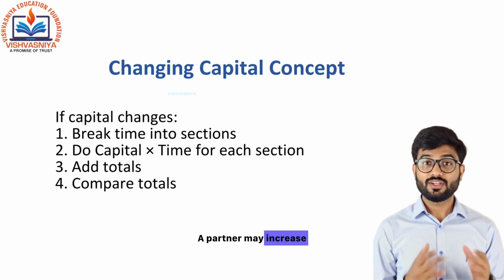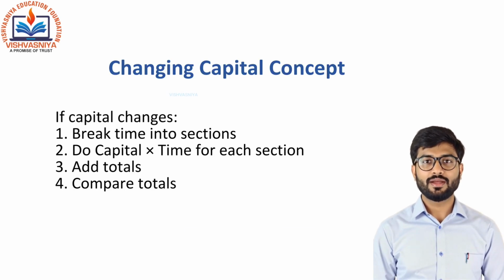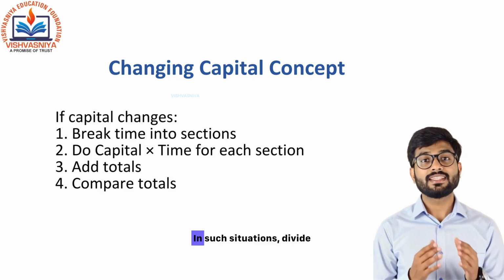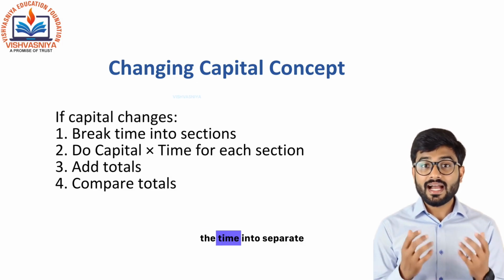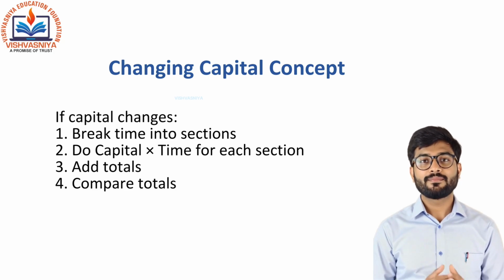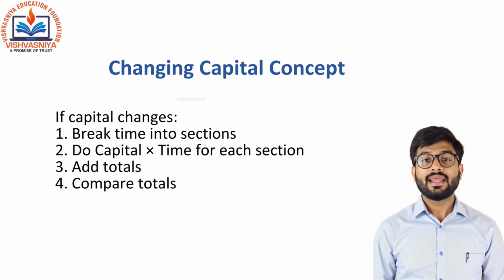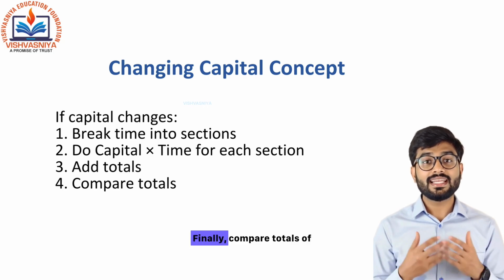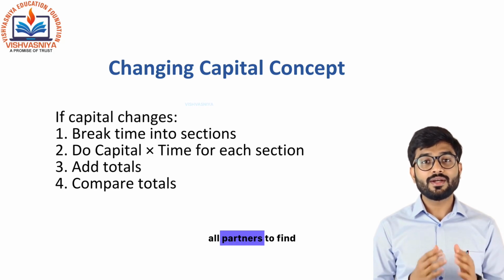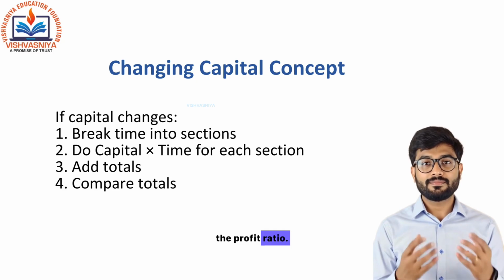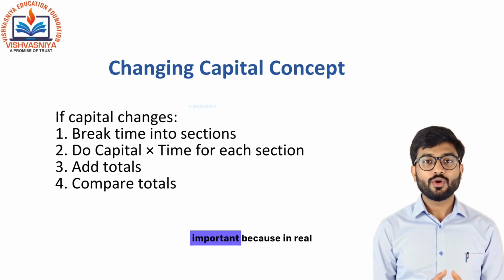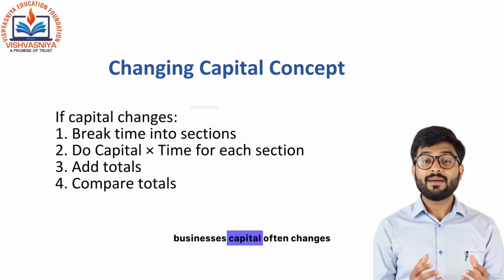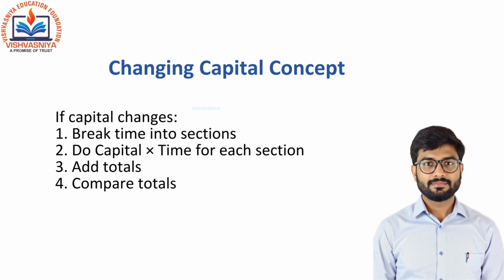A partner may increase or decrease capital during the business period. In such situations, divide the time into separate parts. Multiply the capital used in each part with the duration of that part. Then add all the parts to get the total investment value. Finally, compare totals of all partners to find the profit ratio. This method is very important because in real businesses, capital often changes over time.